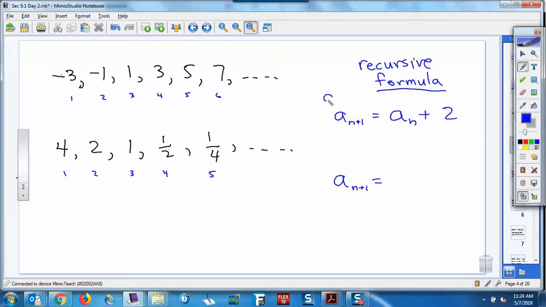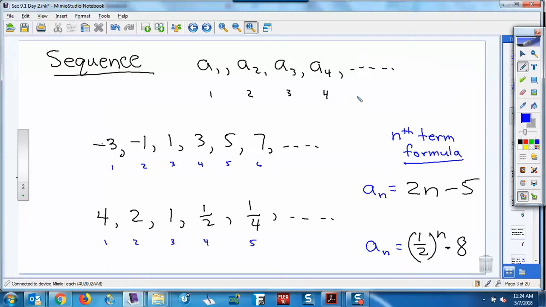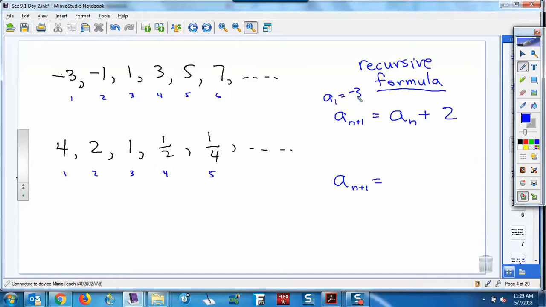Okay, on a recursive formula, you always need to be given at least 1 term. You need to be given a starting point, or maybe you're given the 5th term, whatever. You got to be given one of the terms in a recursive formula. Not in an nth term formula. Nth term formula, you can find any term you want by just plugging in an n. Want the first term, put a 1 in. Want the 10th term, put a 10 in. Recursive formula just tells you how to get a term from a previous term. So you've got to have a term to start with, okay?